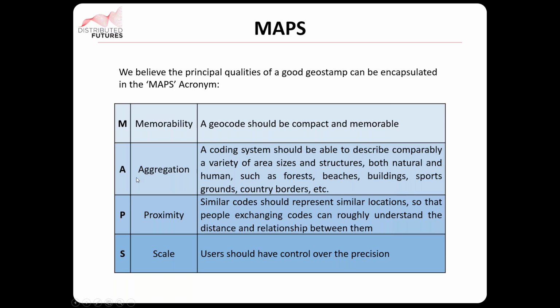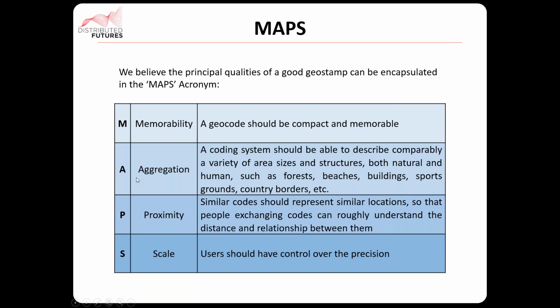We all like, I think, an easy to remember acronym. And we believe that the principal qualities of a good geostamp can be encapsulated in the MAPS acronym contained in the report, and there clearly the pun is intended. What does MAPS stand for? Memorability. A geocode should ideally be compact and memorable. Aggregation. Coding systems should be able to describe comparably a variety of areas, structures, so on and so forth.